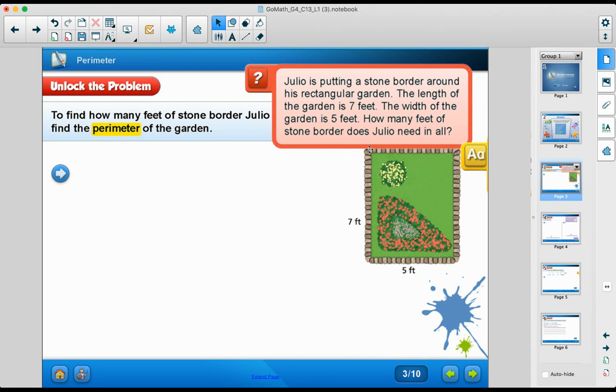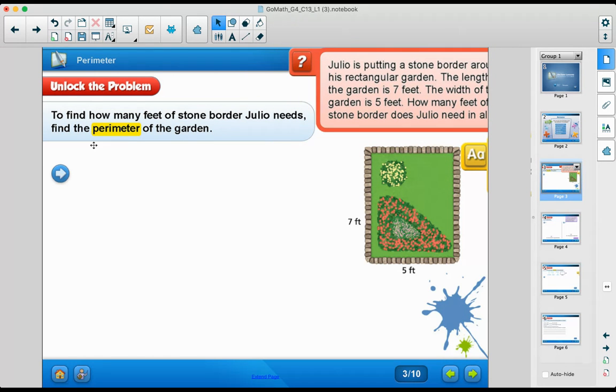Now let's remember, the perimeter is the area around. The area is the inside. We are just working today with the perimeter. That is the outside border. To find how many feet of stone border Julio needs, find the perimeter of the garden.